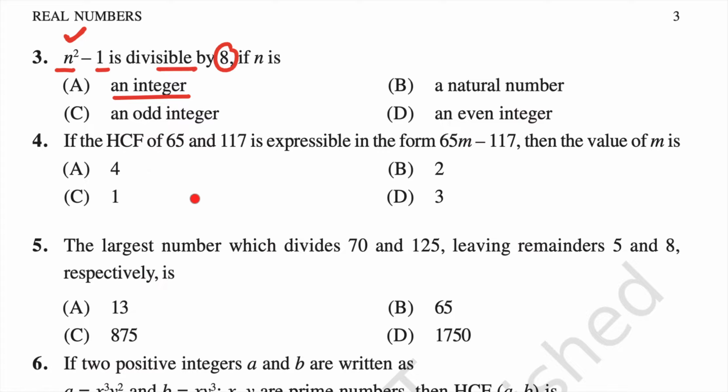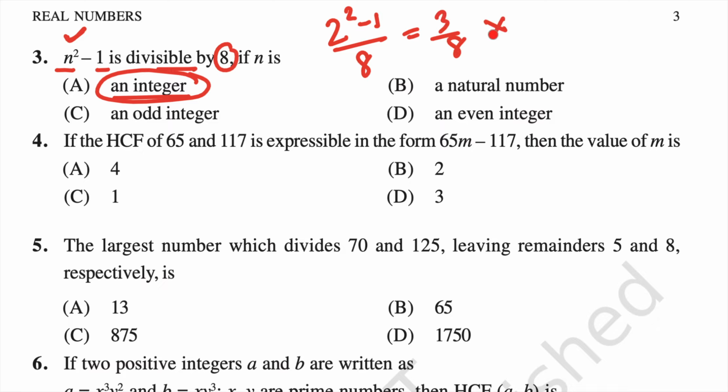So what do you think, what value should that be? Let's take some random value. Integer can be 2, 1. So if I take 2 square minus 1 over 8, so 3 over 8. So no, it is not divisible. When a statement says that it is divisible by 8, it means that it has to be divisible. There is no other alternative. In some cases it will be divisible, in some cases it may not be, but you have to do it in such a way that it is always divisible.